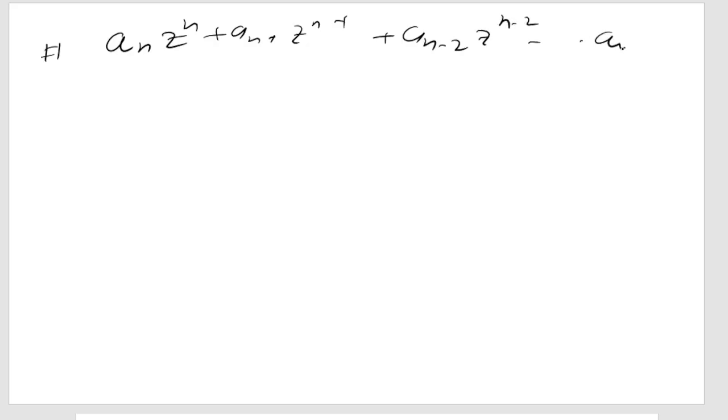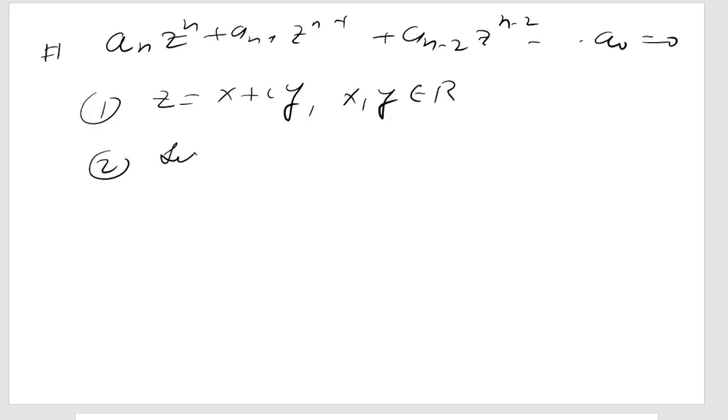So basically, if we want to solve any polynomial equation, say a n z to the n plus a n minus 1 z to the n minus 1 plus a n minus 2 z to the n minus 2 up to a naught = 0, one approach is this. First, you substitute z = x plus iy, where x and y are assumed to be real. That is the important thing.